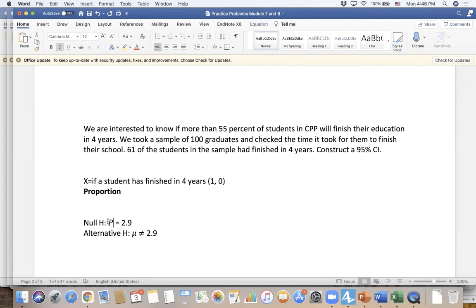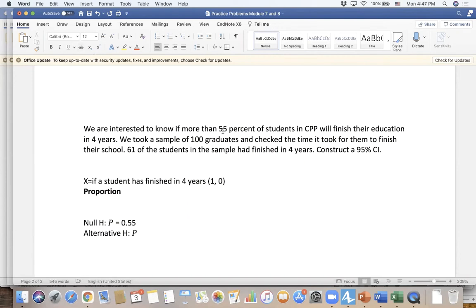Okay. So my null hypothesis is that P, the proportion of the characteristic of interest, is what? Can you tell me what is my null? What is my alternative? Your null hypothesis is that P is equal to 55 or 0.55. Yeah, these are percentages, right? And my alternative would be? The alternative is that P is greater than 0.55.